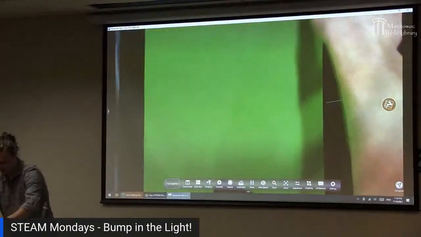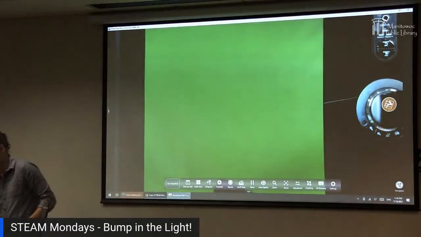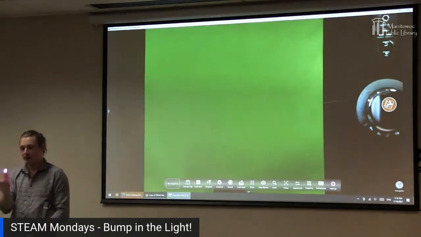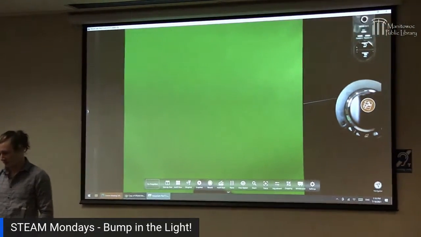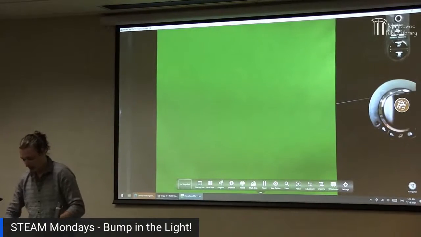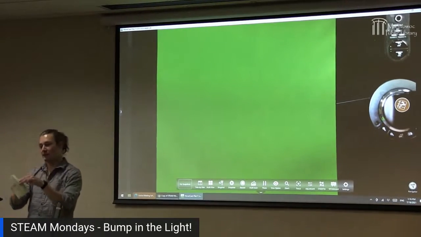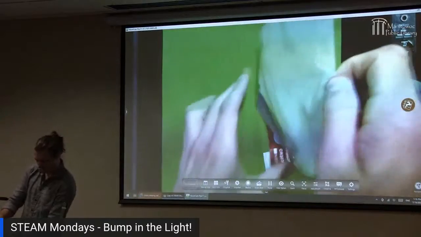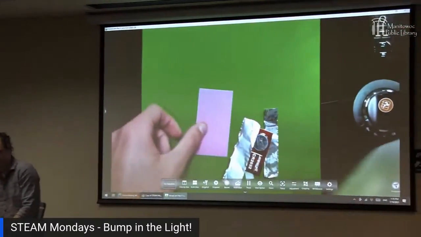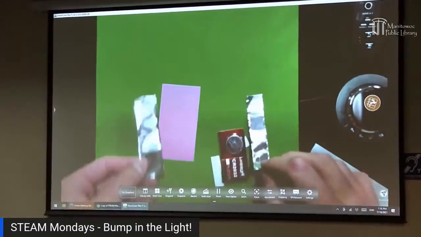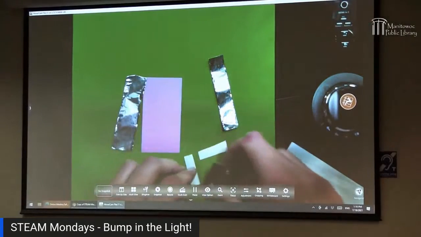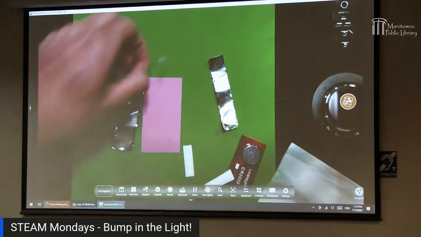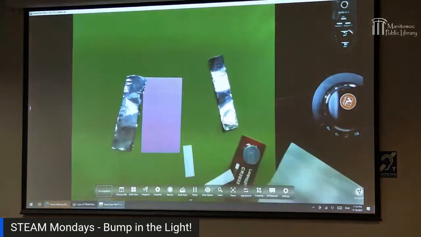Okay. I'll show you the finished product. It lights up. Got some nice lights there. So let's all take our baggie and dump it out. Let's see what we have in here. Make sure we all have what we need.